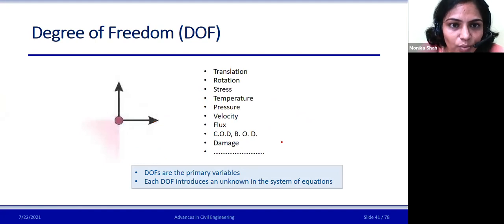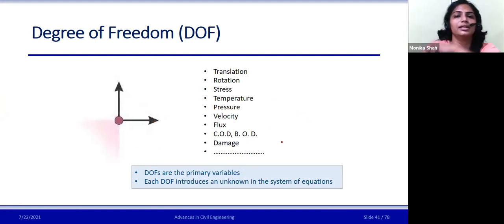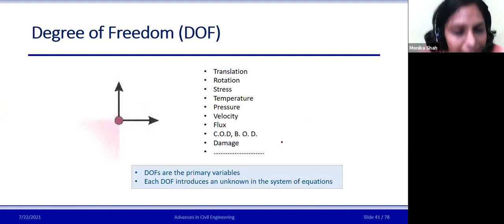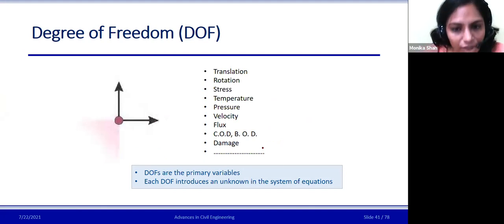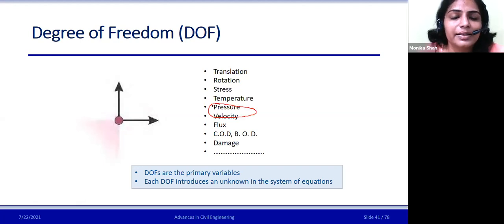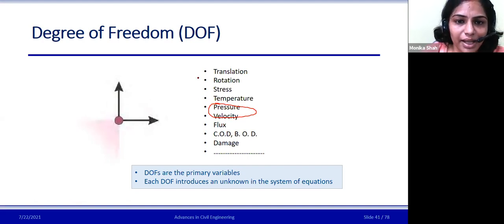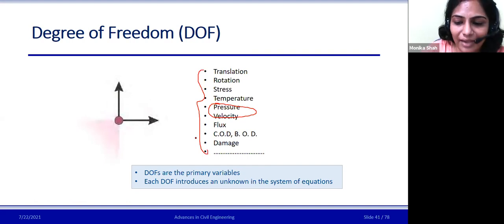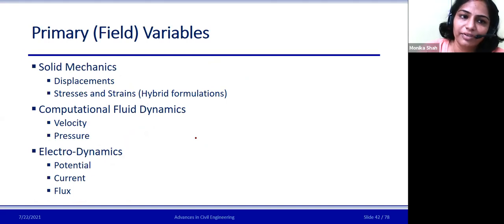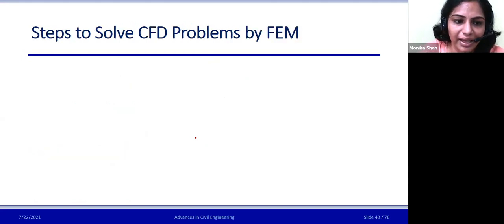That is the place where, in technical terms, we call primary variables, or degrees of freedom. In computational fluid dynamics, that would be the pressure and velocity. In structural and dynamics, you could say translation, rotation, stress, temperature, flux. For COD, BOD, anything you could be fine. These are the primary variables, and they are basically based on the type of differential equation you have selected, right? So these are the field variables, the primary variables we have discussed.